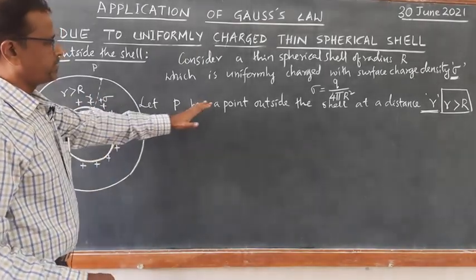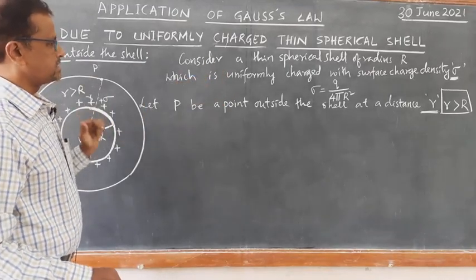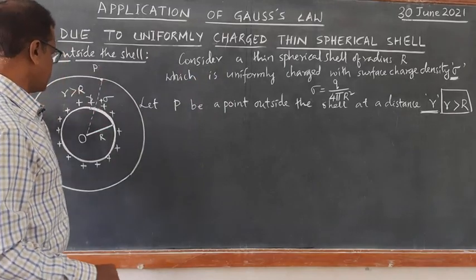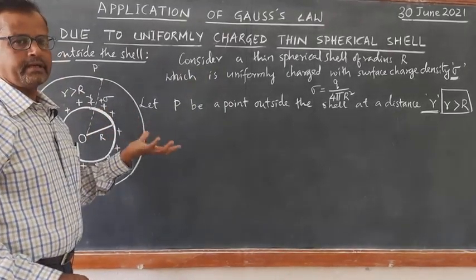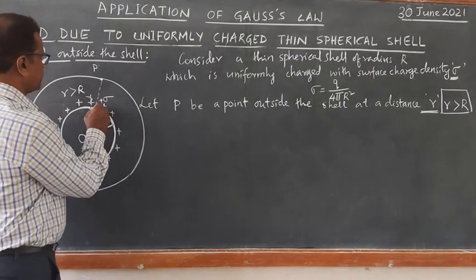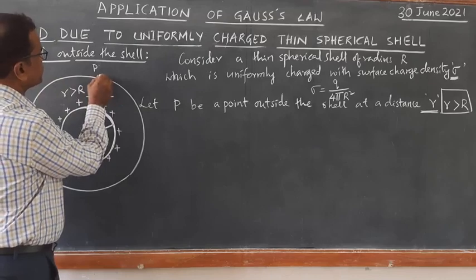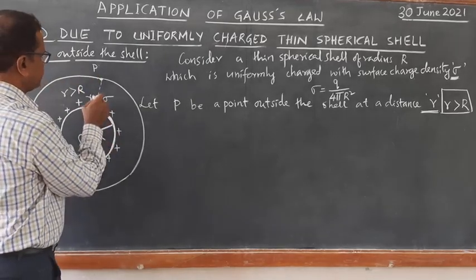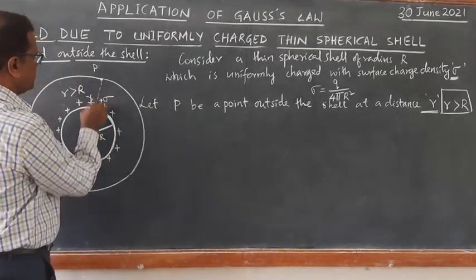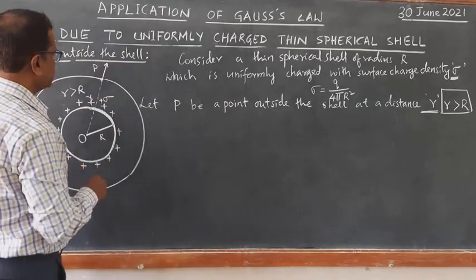Let P be a point outside the shell at a distance r, such that r is greater than R, so that once we take this spherical shell, we can apply Gauss law. And look at this, at every point on this shell, electric field is pointing radially outwards.